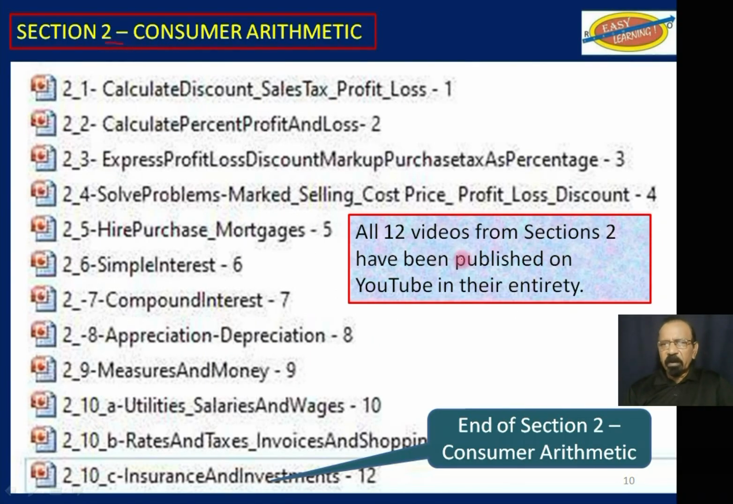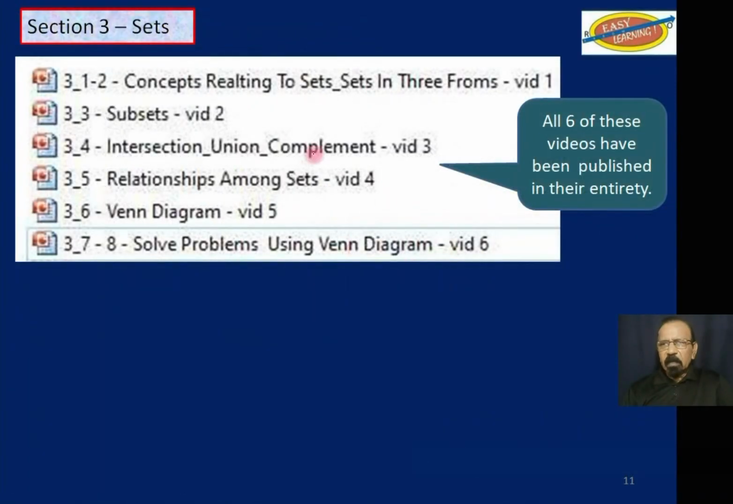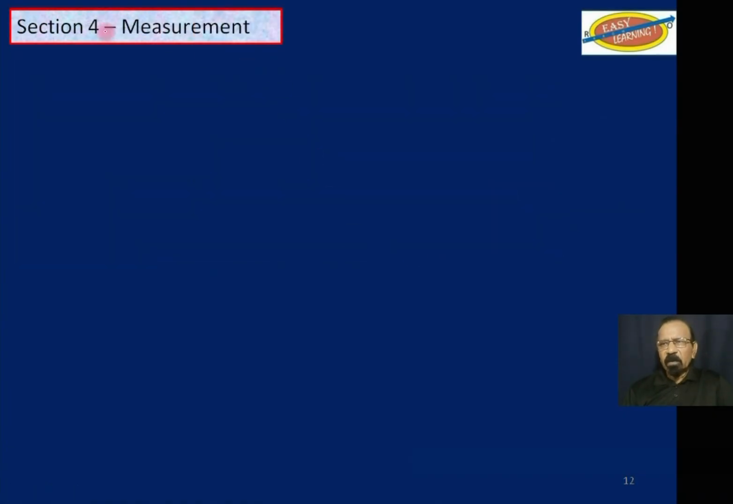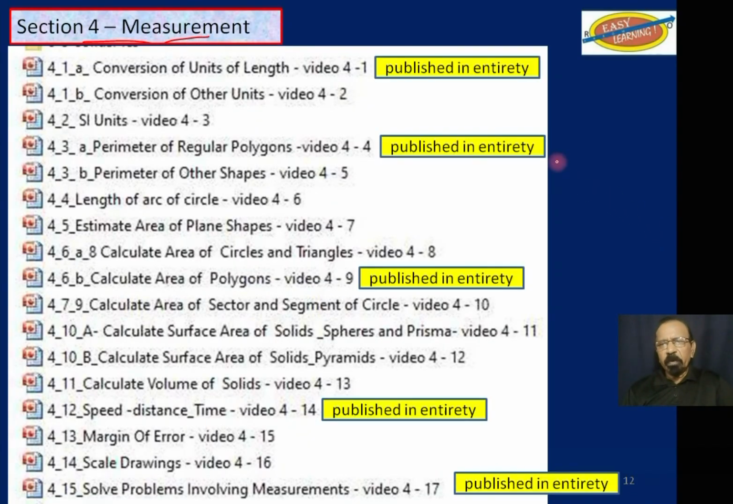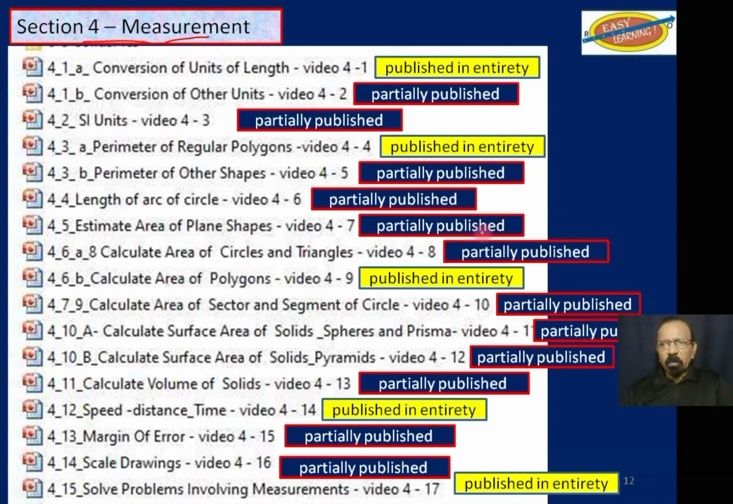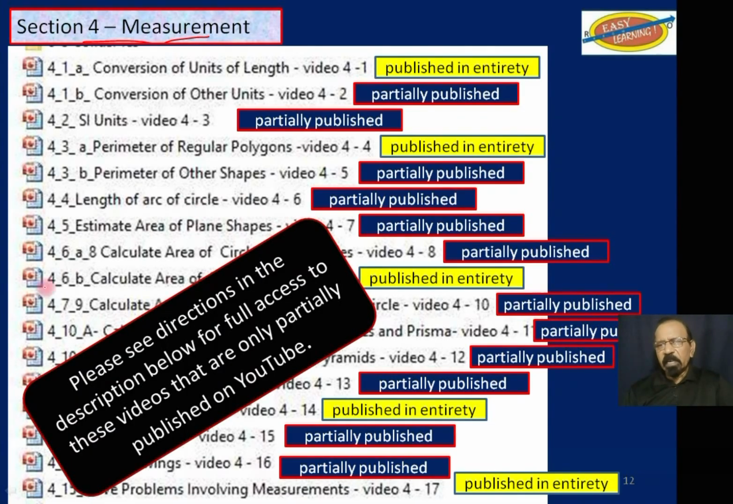Section 2, consumer arithmetic. All 12 of these videos have been published on YouTube in their entirety. Section 3, sets. All 6 of these videos have been published on YouTube in their entirety. From section 4, measurement. Some of these have been published on YouTube in their entirety, the others only partially. If you need full access, please see directions in the description below to get full access to those videos that are only partially published on YouTube.